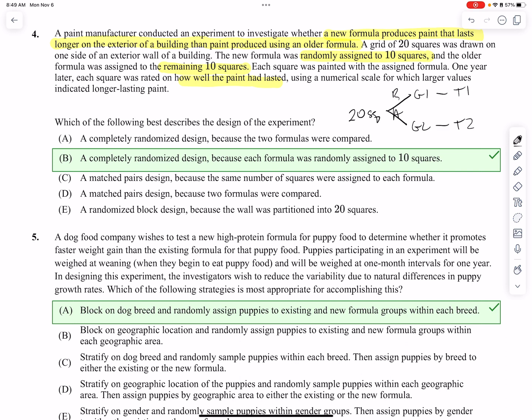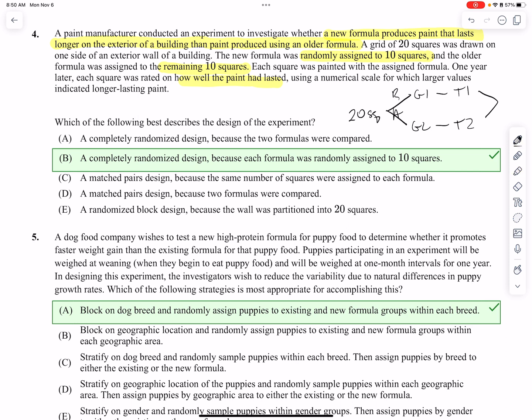So you can see that I'm not blocking, I'm not doing anything else, and then of course I'm comparing results. And so this is a completely randomized design because each of the formulas was randomly assigned to 10 squares. So in each one I had 10 squares, which was equal, and it doesn't always get exactly equal, but you want to get as close to equal as possible.